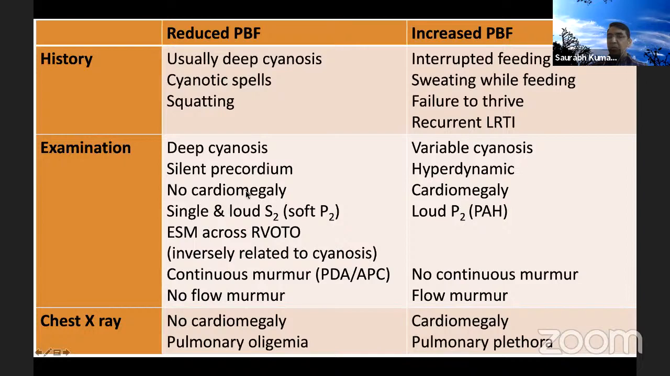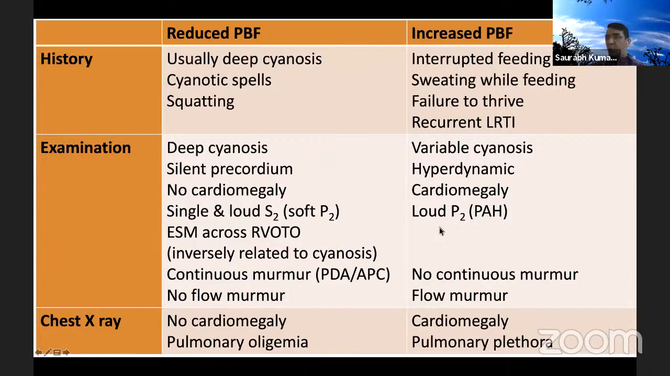And some of the clinical findings: in reduced pulmonary blood flow, since less blood is moving in and around the heart, there is no cardiomegaly. There is obstructed pulmonary outflow, so there is an ejection systolic murmur, which is inversely related to cyanosis if it is typical TOF. These patients may also have a continuous murmur depending upon where the blood is coming from, whether from PDA or from a large aortopulmonary collateral. And generally, they will not have any flow murmur. They may or may not have a murmur from AV valve regurgitation, but flow murmurs are not generally a finding in reduced pulmonary blood flow situations.